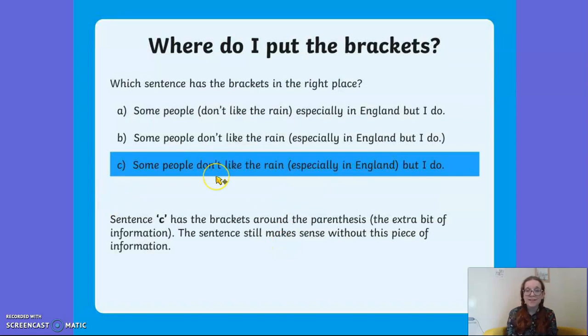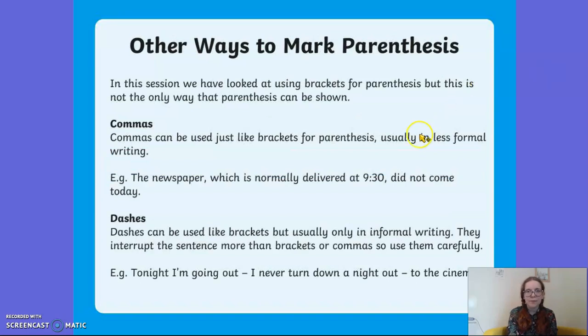Okay, hopefully you spotted it was C. Some people don't like the rain, especially in England, but I do. It has the brackets around the extra bit of information, and if you took out those brackets, it would still make sense: some people don't like the rain, but I do. Okay, fantastic. So again, just like with relative clauses, the extra bit of information, if you take it away, it will still make sense without it.